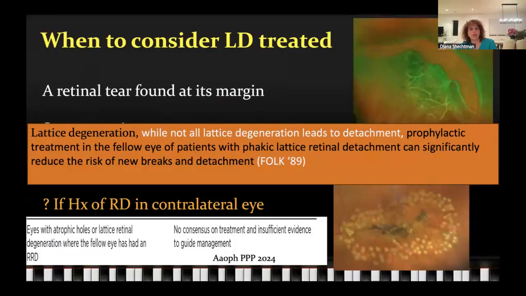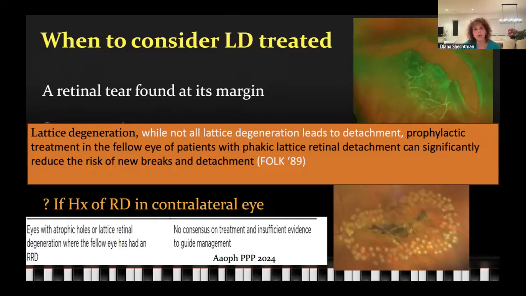Folk, and I'm going to show you an example, actually had a case before, talked about prophylactic treatment of lattice in a contralateral eye with patients who had a retinal detachment in the other eye. Because of that study, for eyes with atrophic holes or lattice degeneration in a fellow eye whose contralateral eye had a history of a retinal detachment, the consensus is still out regarding treatment.